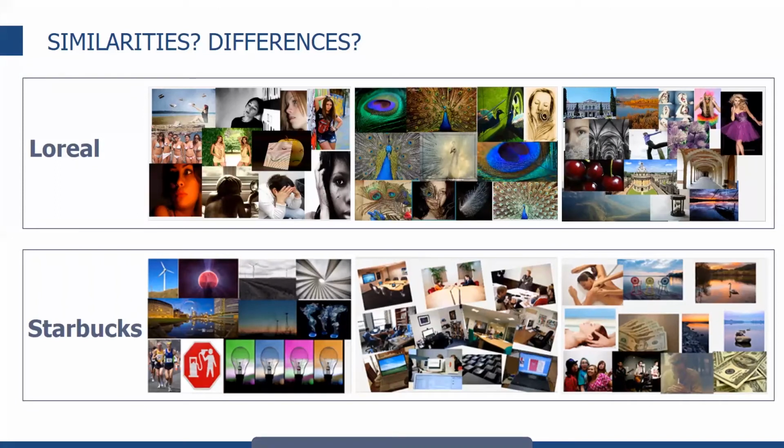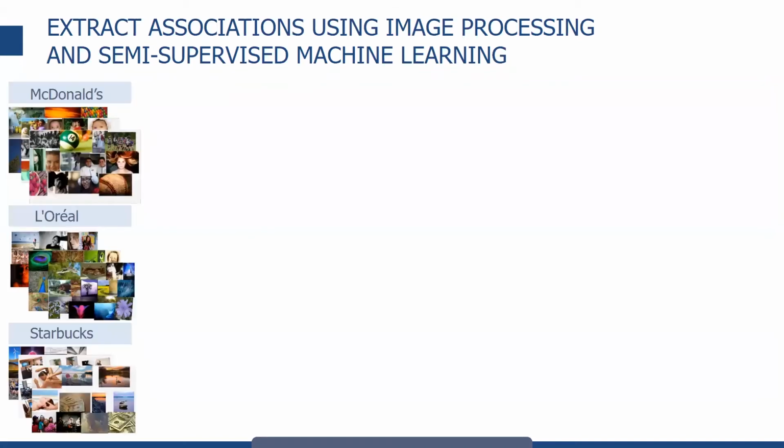So our challenge is how do we extract quantitative insights? We want to be able to say that Starbucks is more associated with work than other brands in the same category, for example. So we want to take all this unstructured data and extract insights. On the left, we're going to go through, at a very big picture, high level, how we extract those.